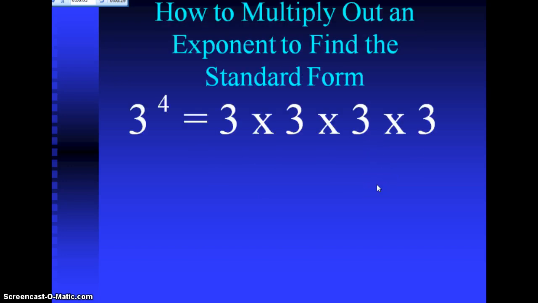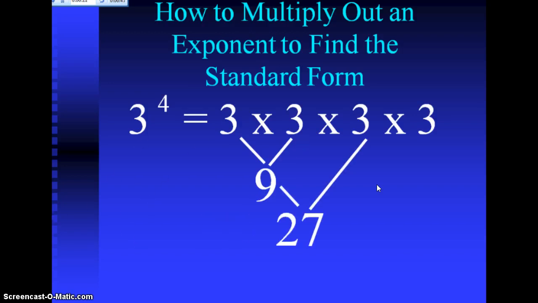Now, what do we do when we figure out that 3 to the 4th power equals 3 times 3 times 3 times 3? Well, you simply multiply it out each time. So multiply 3 times 3, which is 9. Then you would multiply 9 times 3 to get 27. And then you take 27 times 3 to get 81. So the value of 3 to the 4th power is equivalent to 81.